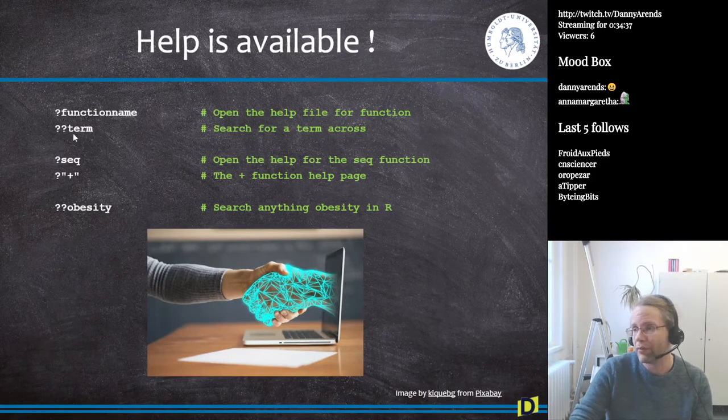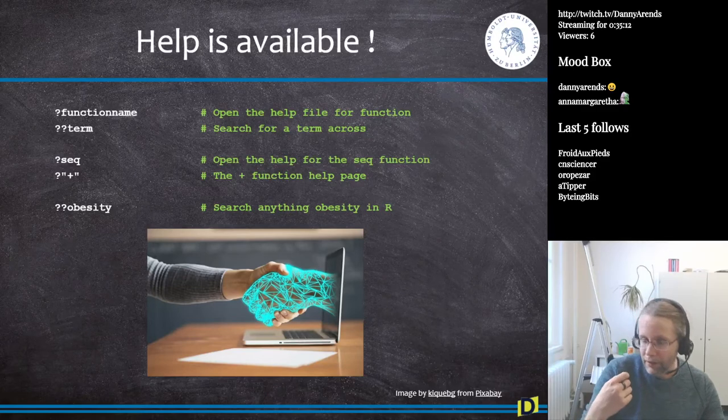If you just want to know what kind of functions there are, imagine that you're interested in machine learning, then you can just do question mark, machine learning. And then it will show you all of the functions where somewhere in the help file the word machine learning is mentioned. If you want to know what functions there are to do quantum computing, it's the same thing. Just do question mark, quantum, and all of the help files that have the word quantum in there will pop up. If you know which function you want to use, you can use the question mark function name, and that will directly open up the help file for this function.